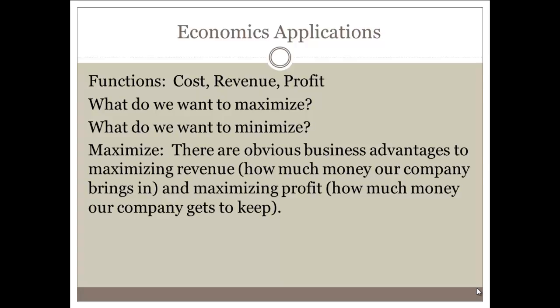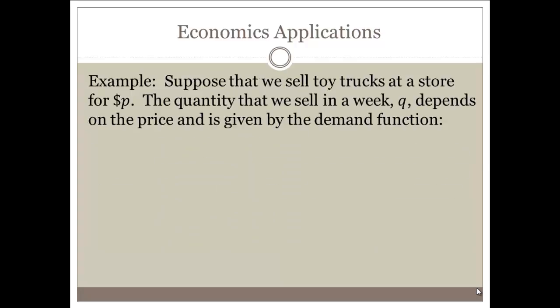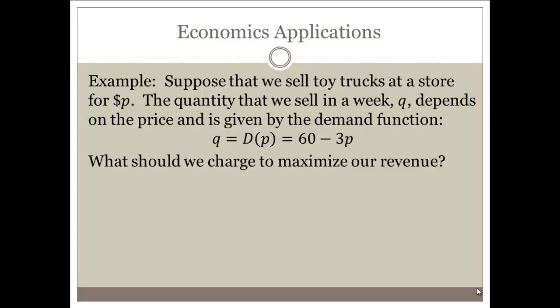So let's look at an example. Suppose that we sell toy trucks at a store for P dollars. The quantity that we sell in a week, Q, depends on the price and is given by the demand function Q equals D of P equals 60 minus 3P. Recall that with our demand function, as the price goes up, fewer people want to buy it, so the demand goes down. So what should we charge to maximize our revenue?